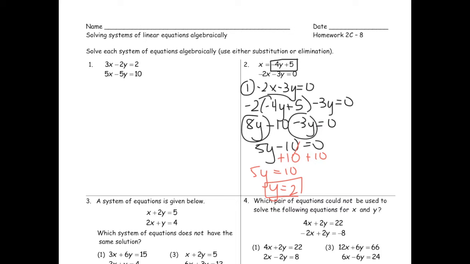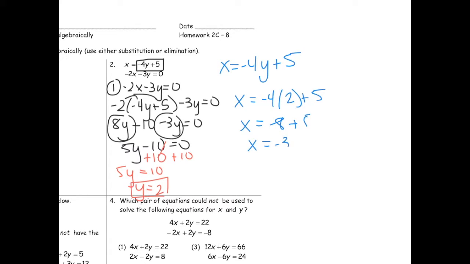All right, so now that I have my value for y, I'm going to find what x is, and that's quite easy because we know that x is equal to negative 4y plus 5. So if x is equal to negative 4y, we know y is equal to 2. x is equal to negative 8 plus 5, or negative 3.